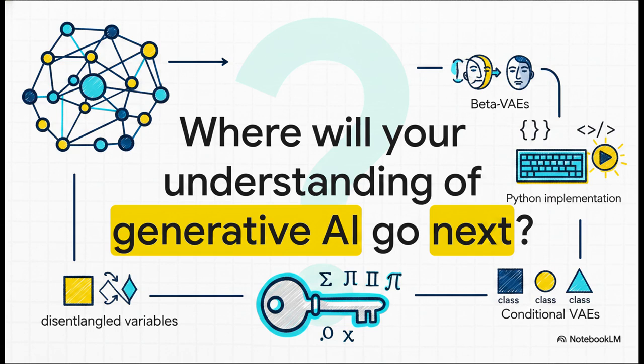Will you dive into beta VAEs, which let you untangle the variables so that one specific node controls, say, the rotation of a face, while another completely separate node controls the lighting? Or are you ready to jump straight into a Python implementation and code this whole thing yourself? The probabilistic foundation you've learned today is the key to all of it.